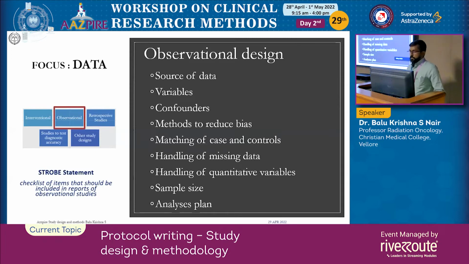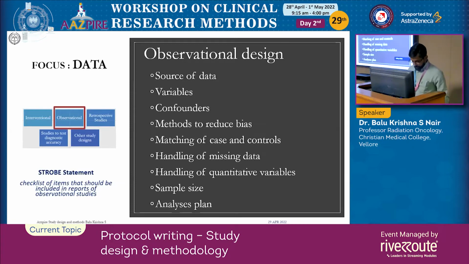For each study, you can find answers to that. How do you match cases and controls? Missing data, especially in an observational design, there will be a lot of missing data. For example, you want some 10 variables from one particular individual to do the analysis, but you have only 8. So how are you going to handle the other 2? You have to have a plan for all that.